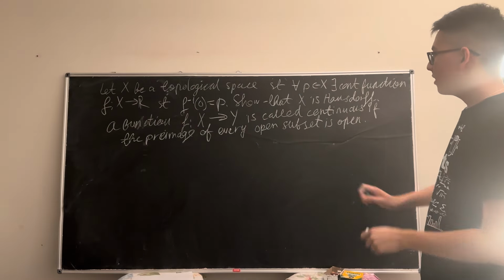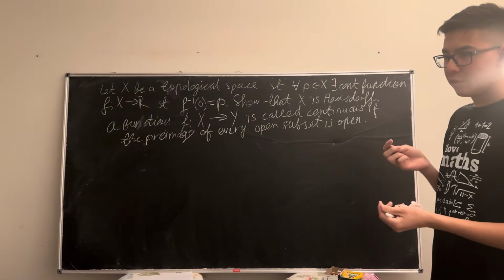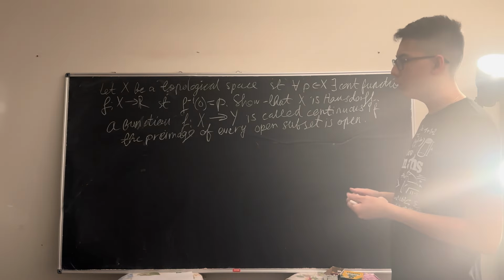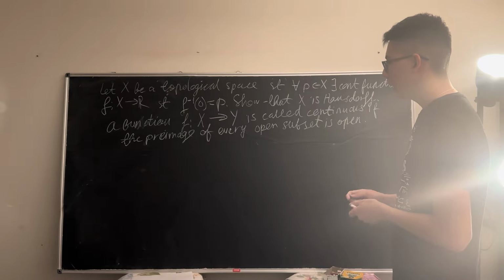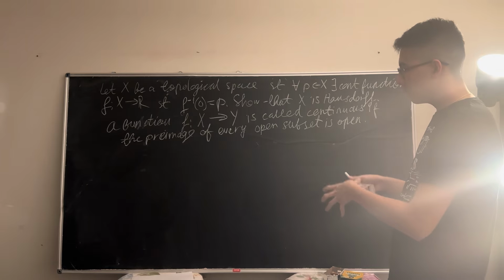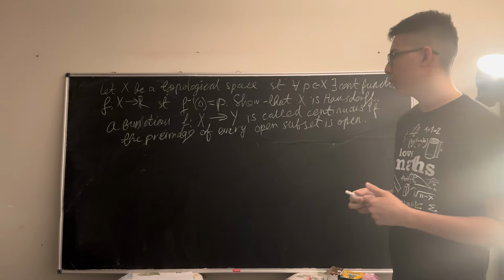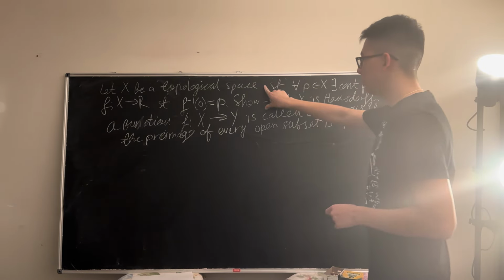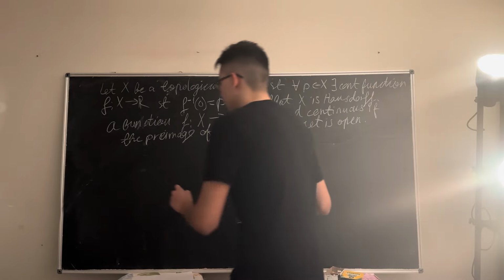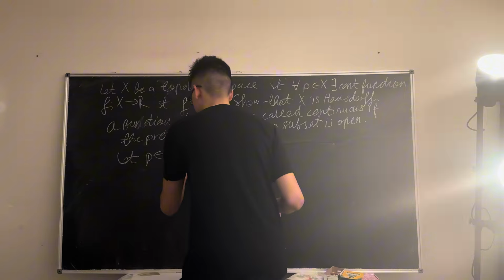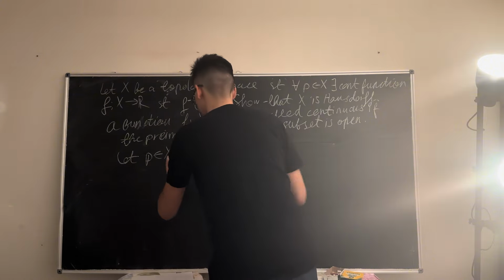And you might notice that this definition of continuity is basically analogous to the epsilon delta definition of continuity in Euclidean space, right? Every open subset in Y has an open preimage. Now, we can use this to prove this theorem. So let p in X be arbitrary.